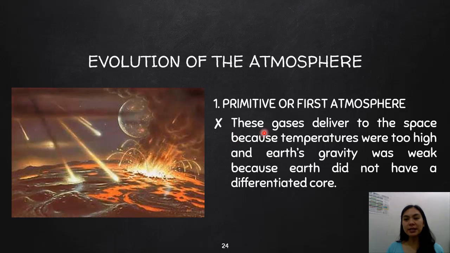So it says here, these gases escaped to space because the temperatures were too high and the Earth's gravity was weak because Earth did not have a differentiated core. Kumbaga yung mga gases na yon, they go in and out of outer space kasi nga po the Earth's gravity was not enough to keep them in place. Since your Earth didn't have a core yet, di ba? Yung sa pinakaloob, yung inyong inner core na which is believed to kumbaga siya yung nagiging cause ng gravitational pull natin.